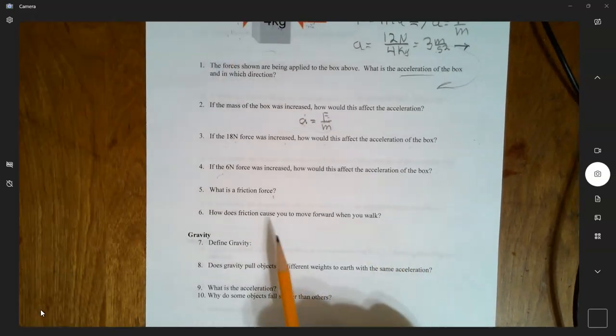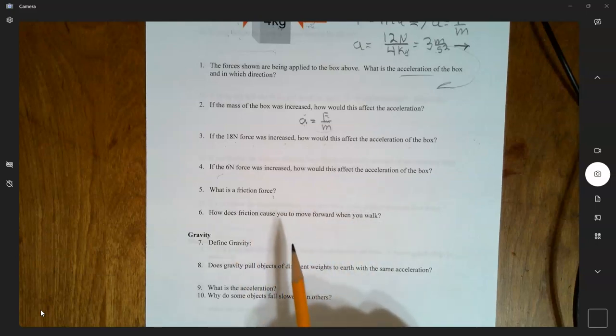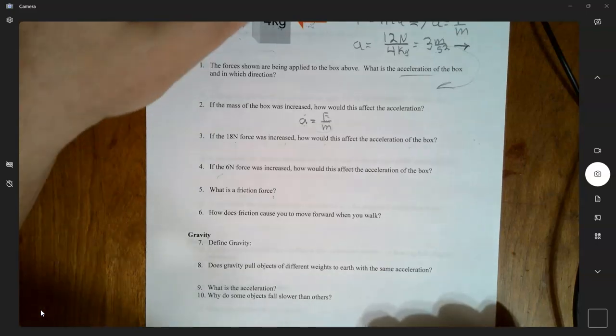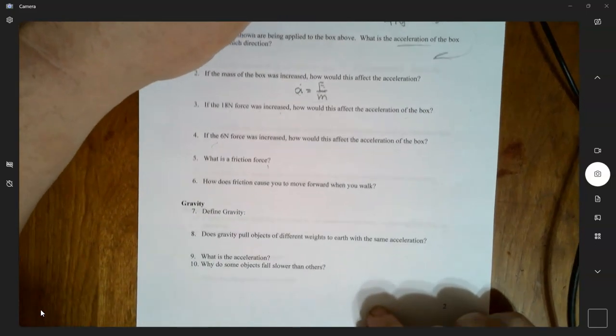Okay, how does a friction force cause you to move forward when you walk? So we gave that answer earlier. I do want you to write it again. It is not a mistake that it's asked twice. Once in the pre-assignment, when you're watching the video, the second time is the actual body of the assignment. So do write that answer out twice, and it's on the front page, the second question down.